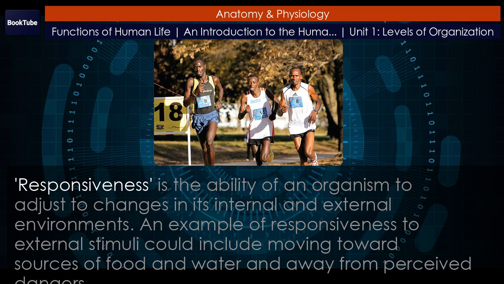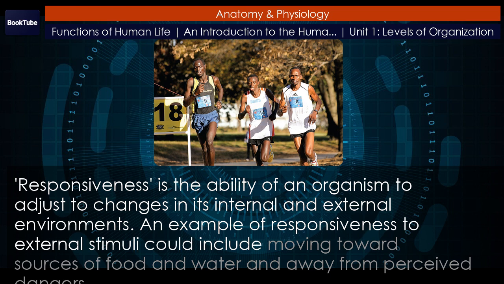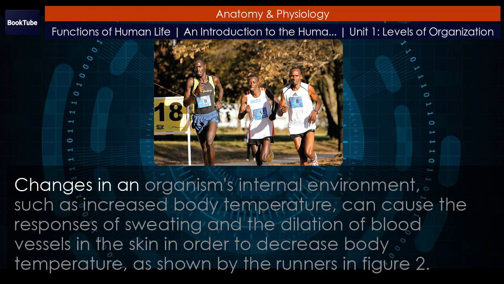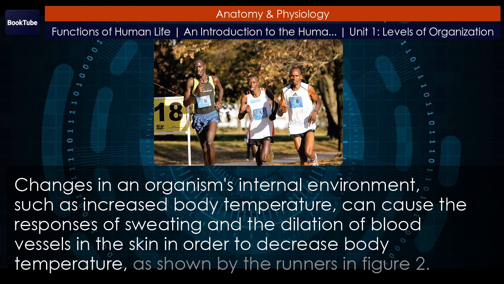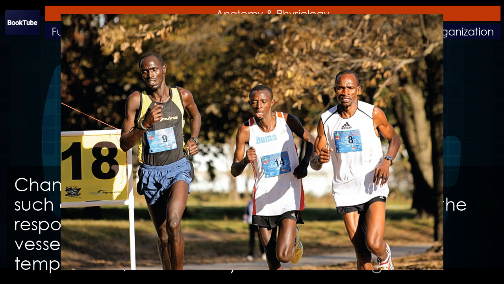Responsiveness. Responsiveness is the ability of an organism to adjust to changes in its internal and external environments. An example of responsiveness to external stimuli could include moving toward sources of food and water and away from perceived dangers. Changes in an organism's internal environment, such as increased body temperature, can cause the responses of sweating and the dilation of blood vessels in the skin in order to decrease body temperature, as shown by the runners in Figure 2.